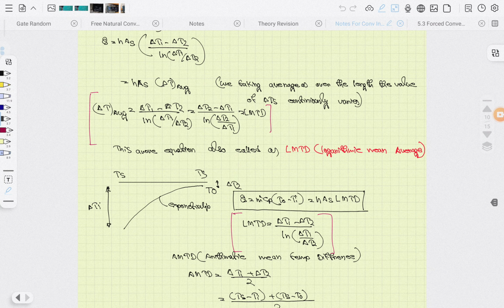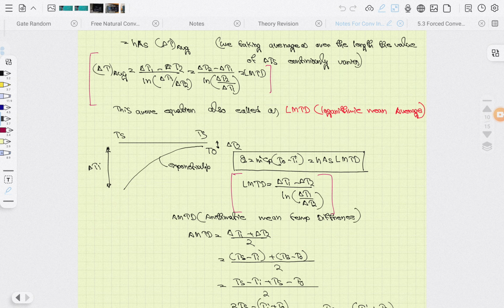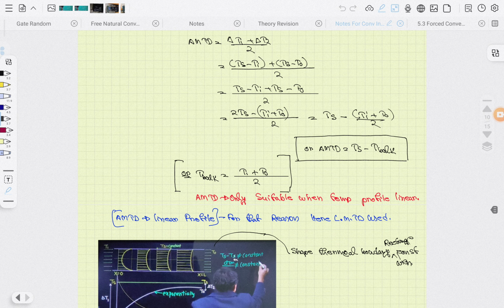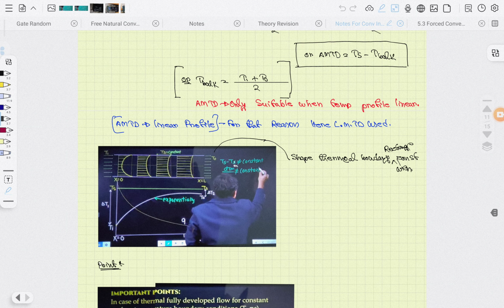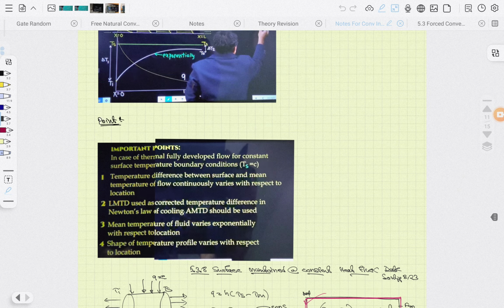So now LMTD, log mean temperature difference. So I have said that it is delta T1 minus delta T2 by ln of delta T1 by delta T2. How it is getting that you can see. And the bulk temperature is Ti plus To by 2. MTD is suitable only for linear profiles, so for that reason LMTD is used. Then these are the important points.